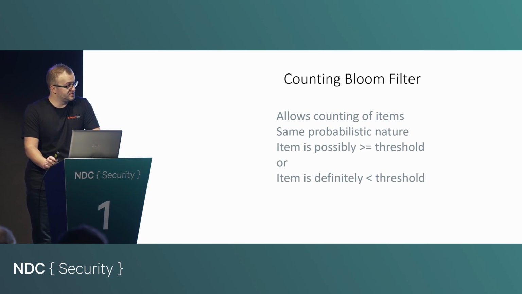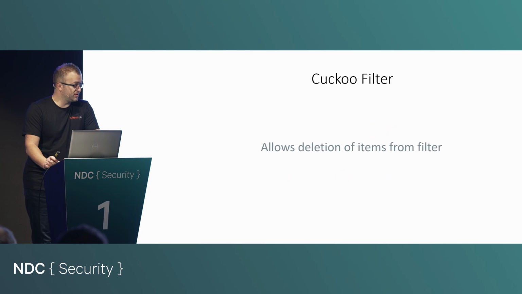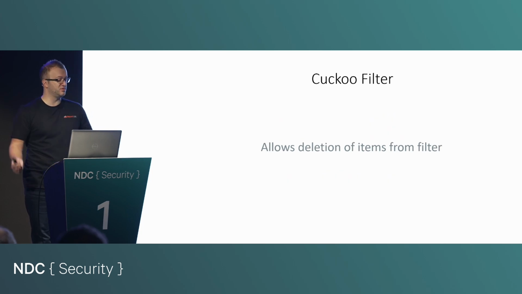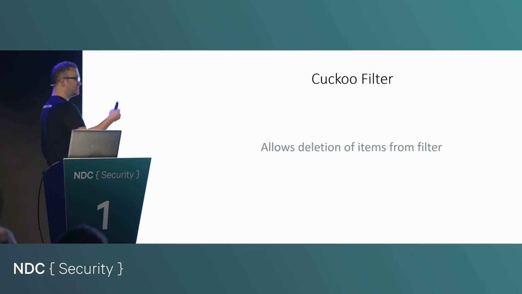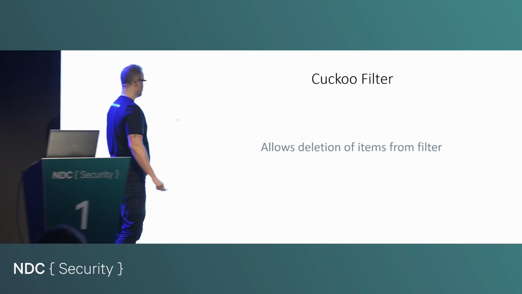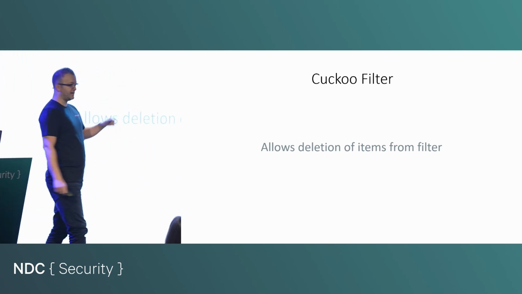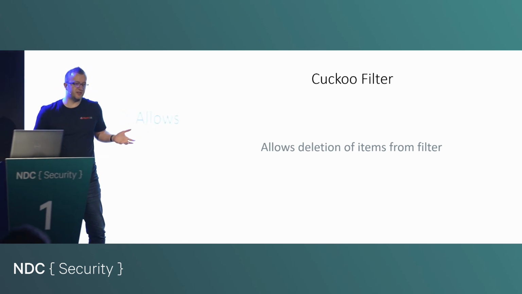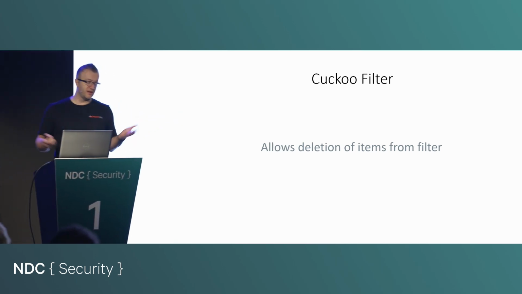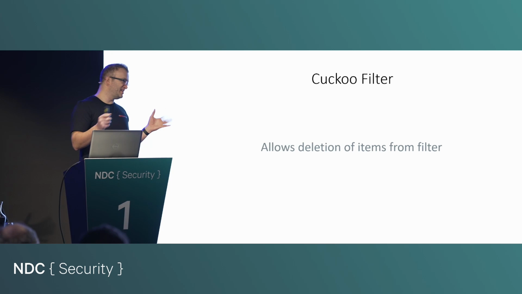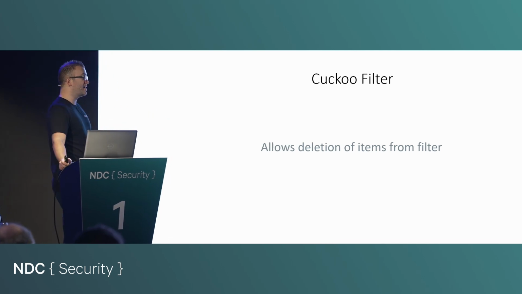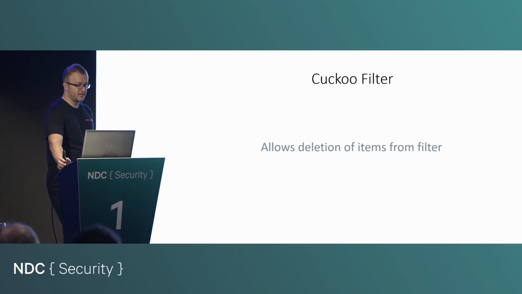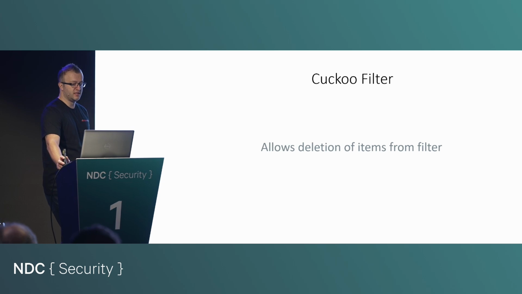Now, if you want to be able to delete things from a Bloom filter, you have to use a cuckoo filter instead. Cuckoo filters support deletion of items from the filter. Again, slightly different data structure, pretty much similar, but it allows you to delete items from the filter. Now, we didn't need this, right? Once we've seen something, we've seen it. We're never going to unsee something. So we didn't need to go for a cuckoo filter, but they are available. You can delete things from these filters if you need to.